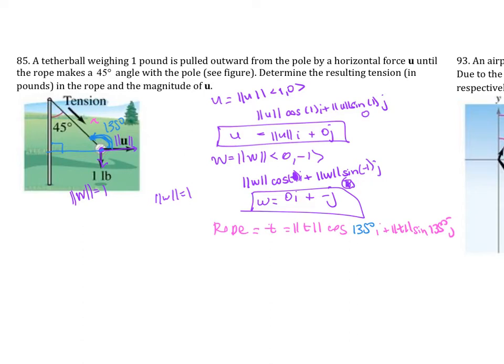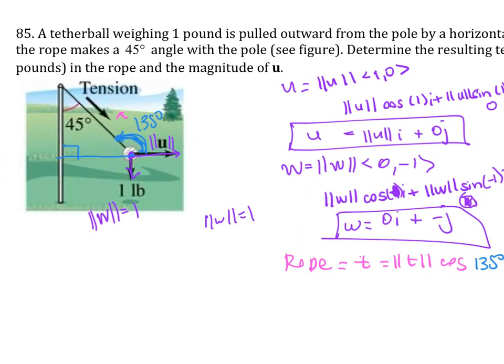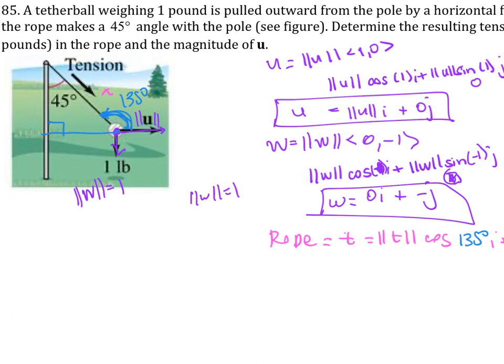So what we know is that everything is standing still, right? There is tension on the rope. It's pulling on the tetherball. It's weighted down. Nothing is moving. So what we can say is that U plus W plus T equals 0 because nothing is moving. Okay, so we set it equal to 0 because it's just sitting still.